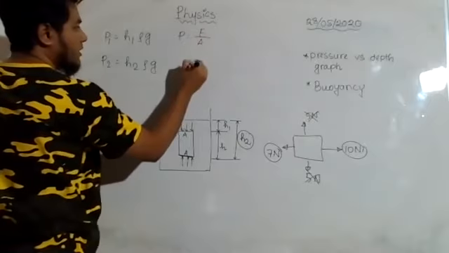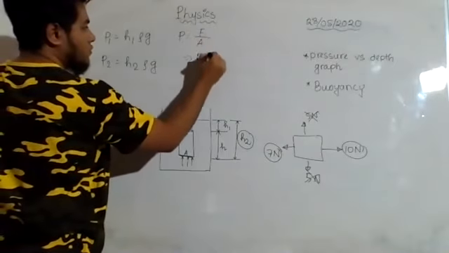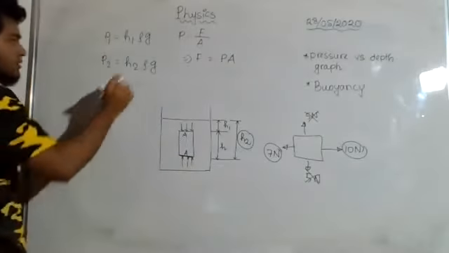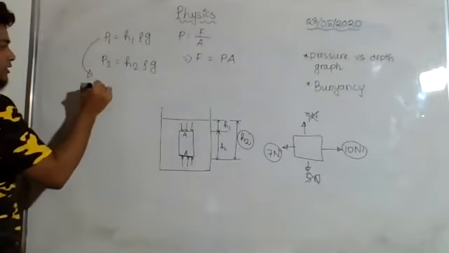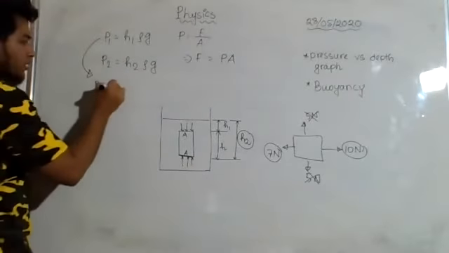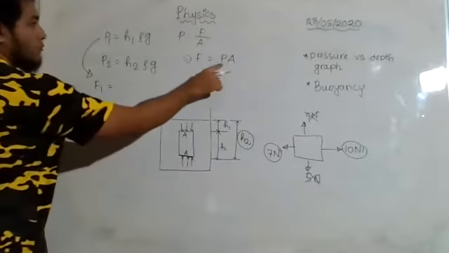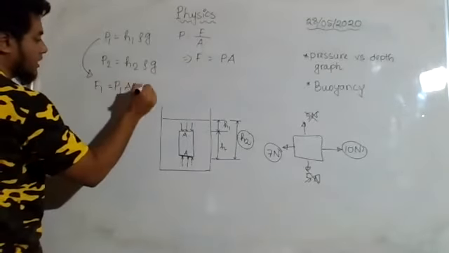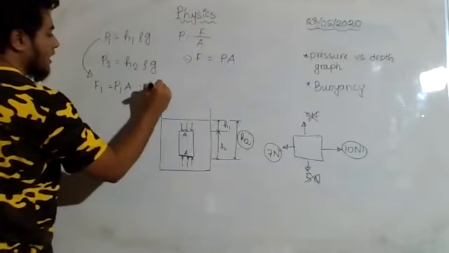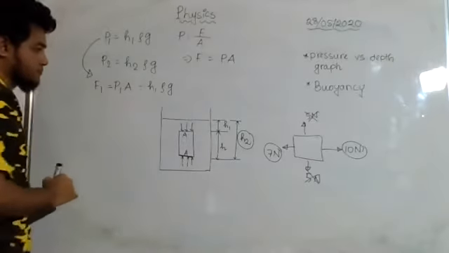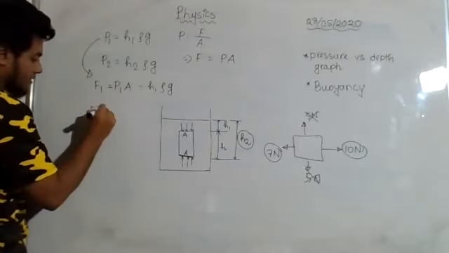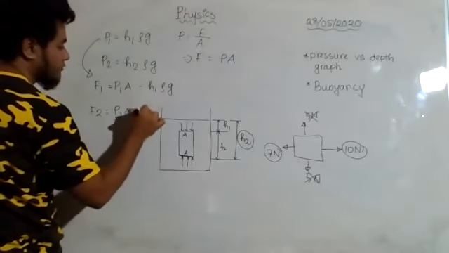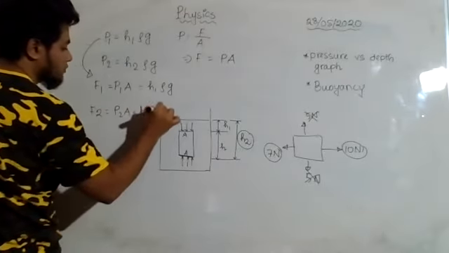Okay, so if you remember, we know that pressure is equal to force divided by area. So from here, if I want to calculate the force, I have to multiply pressure into area. Similarly, from P1 I want to find out F1. What will be F1? Pressure into area. For F1 it is P1 into A. Now what is the value of P1? h1 rho g. Then F2 will be P2 A, and for P2 we can put the value h2 rho g.